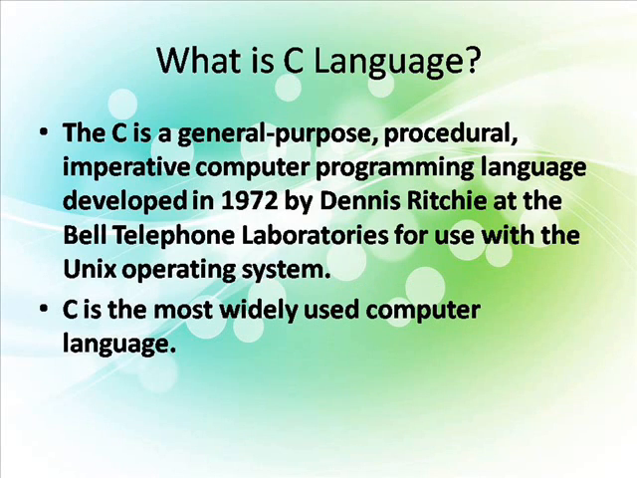We will discuss what is C language. C language is a general purpose, procedural oriented programming language developed in 1972 by Dennis Ritchie at Bell Labs, which is mostly used with Unix operating system. C is the most widely used computer programming language, which is also very secure.